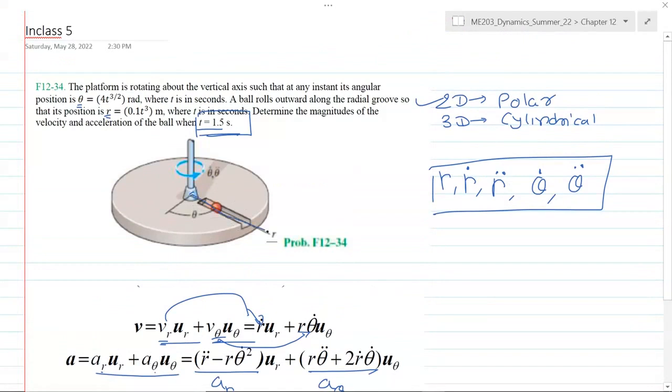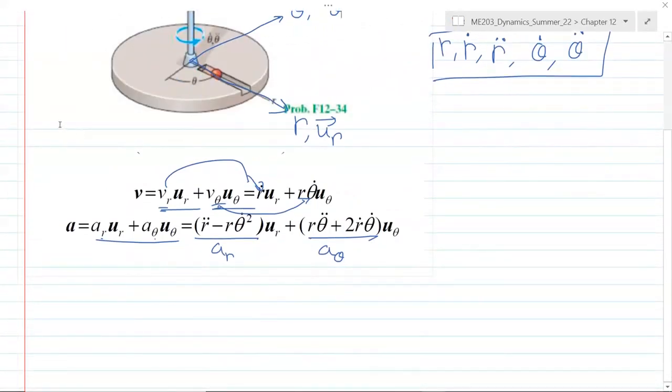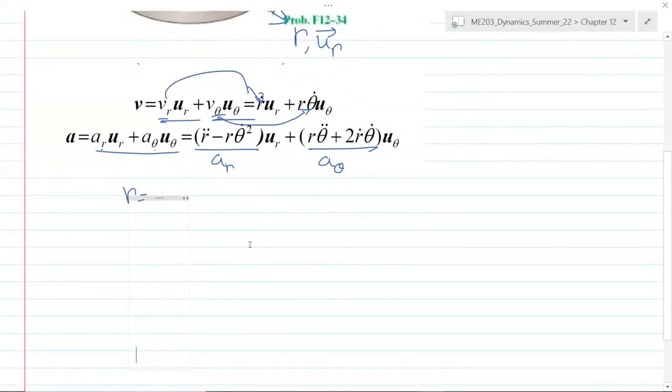So the radial component of the coordinate is in the radial direction, so r. The transverse component of the coordinate is in this direction, that is theta. The unit vector here is ur, and the unit vector here is u theta. Okay, so let's write down the formula, which is r equal to (0.1) t cube. This is given in the question, so we will derive the formula for r dot.